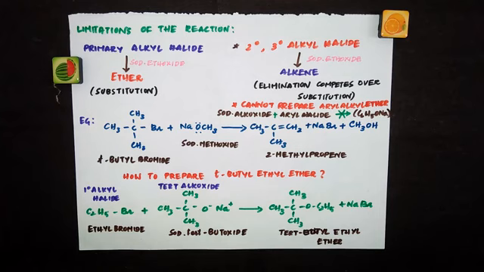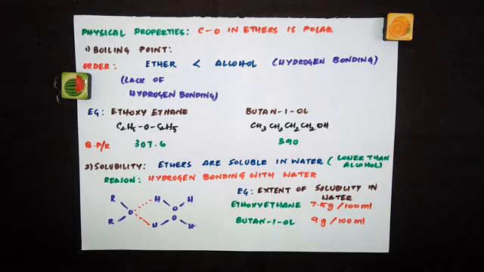Now we'll move on to the physical properties of ether. We have seen about the physical properties of alcohols and phenols. Under that topic, we learned about boiling point and solubility. Same way, here also we are going to see about the boiling point of ether and its solubility with water.